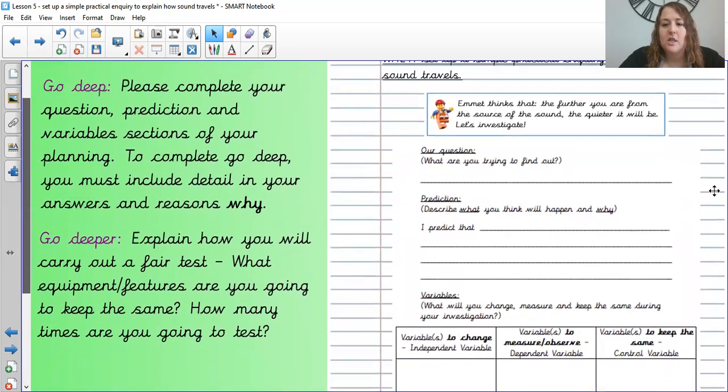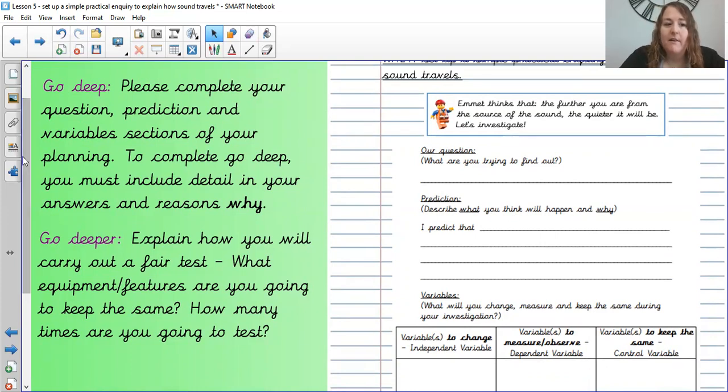So it says here, prediction, describe what you think will happen and why. And remember, to achieve Go Deep, you need to explain that why. So you might say, I predict that my partner, so the other person of those 2, will be able to hear me exactly the same whether we have this string instrument or not. Or you might say, I think they will hear me less because the cup for the string telephone will get in the way, or I think they will hear me better. Always with that because on the end. Please, please, please explain why.